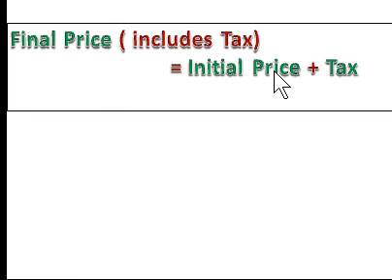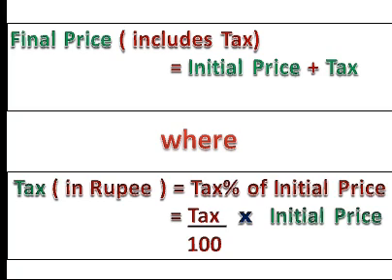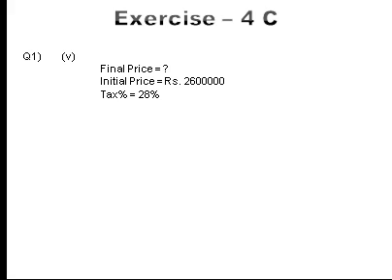Now let us talk about the formulas that we are going to use in the given exercise. Final price, which includes the tax, remember, is actually the initial price plus the tax. Where tax in rupees is calculated by tax percent of the initial price. Tax percent of the initial price means tax upon 100 into initial price. So we are going to use these formulae in the exercise. So let's start with the exercise.